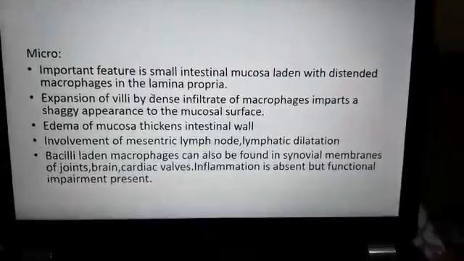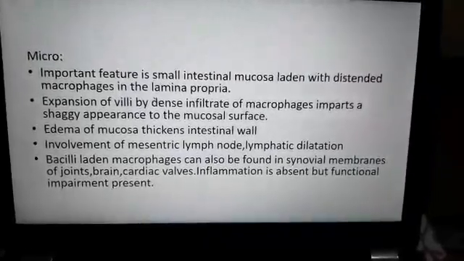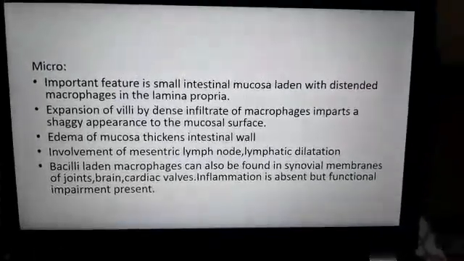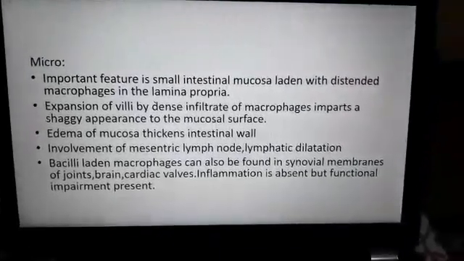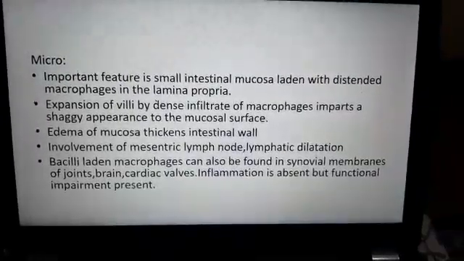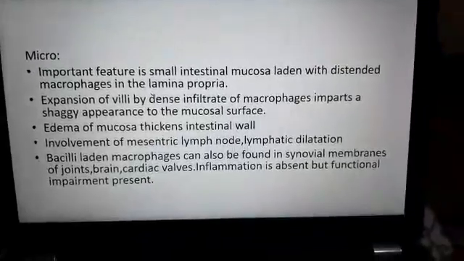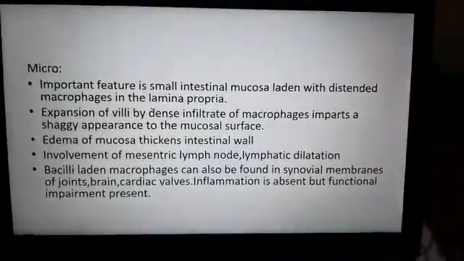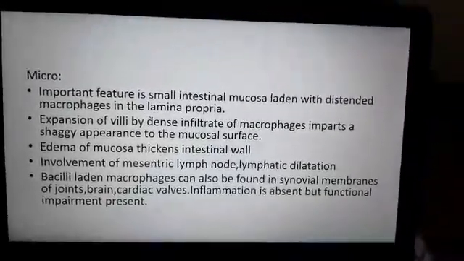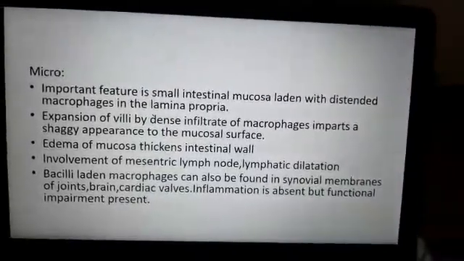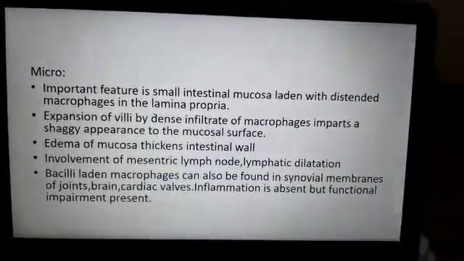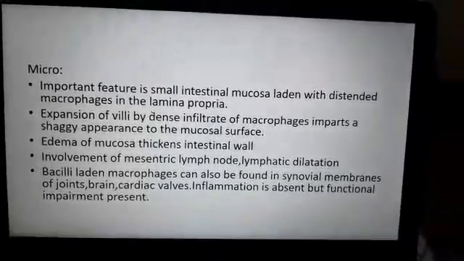Yes? So microscopically, the most important feature is the mucosa laden with macrophages filled with the bacilli, and this will impart a shaggy appearance, causing thickening of the mucosa, and the function of the mucosa will be impaired. And wherever these bacilli-laden macrophages are present, they will impair the function, whether it is the heart valves, the brain, or the joints, synovium.